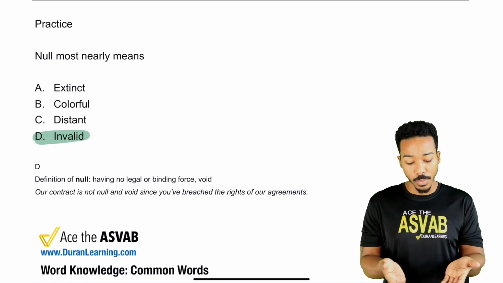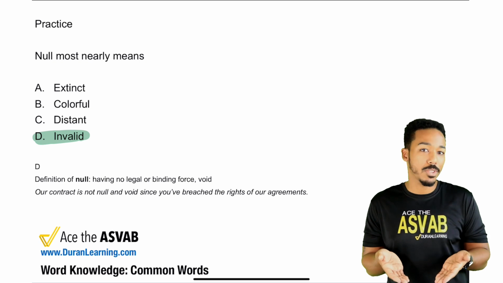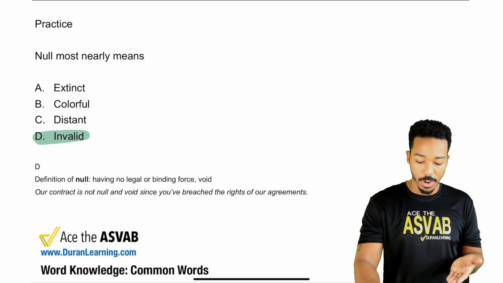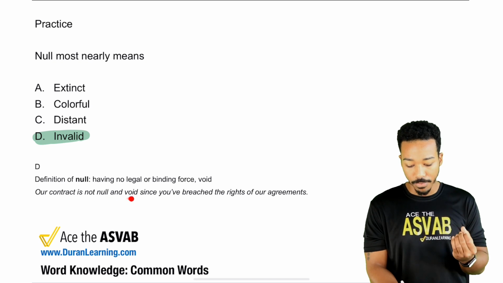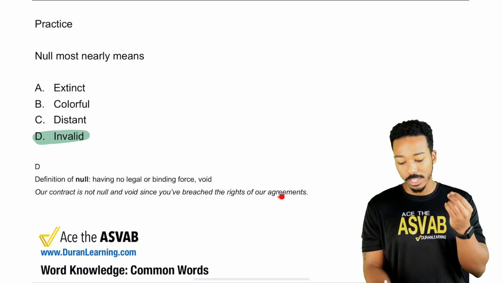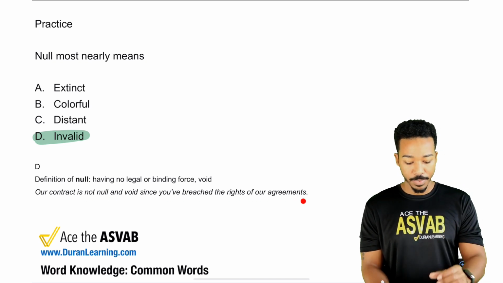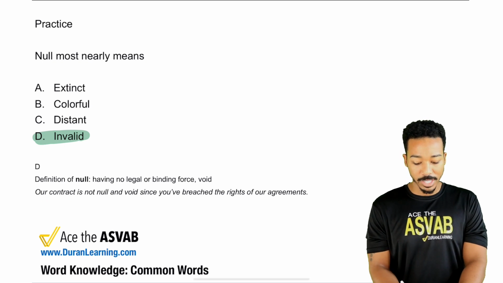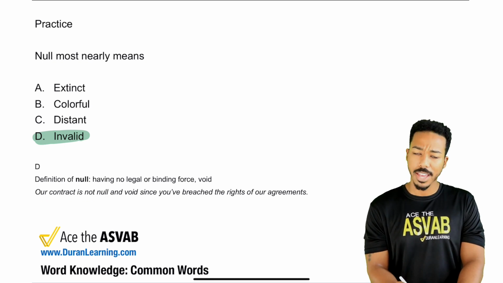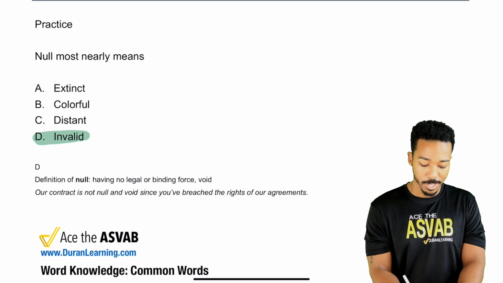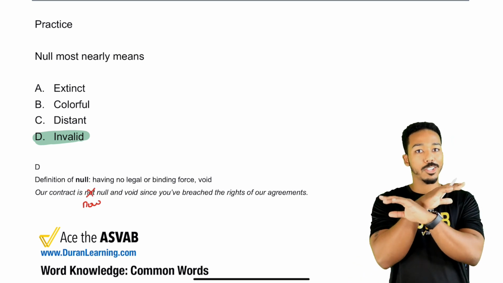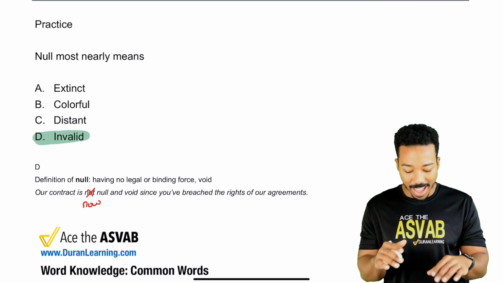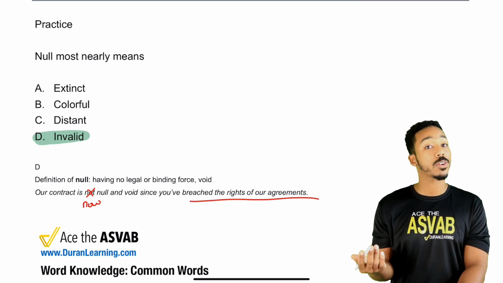Notice how here we give you the definition and we give you the word used in a sentence. So right over here, our contract is not null and void since you've breached the rights of our agreements. All right? It should say our contract is now null and void. Excuse that, that's a small little error, but it's all good. That meant now right there. So our contract is now null, like the contract is over. It is invalid because you've breached the rights of our agreement.